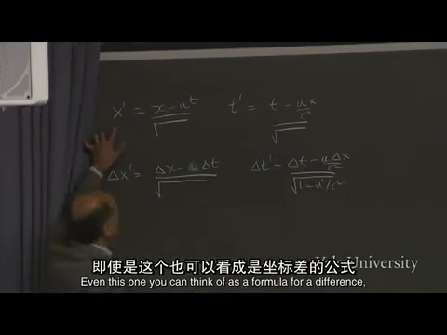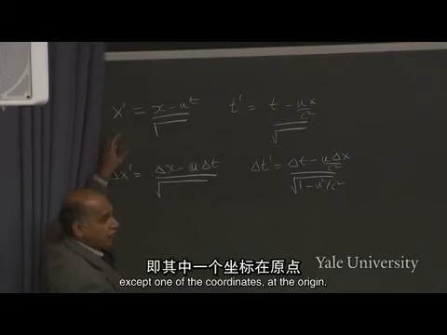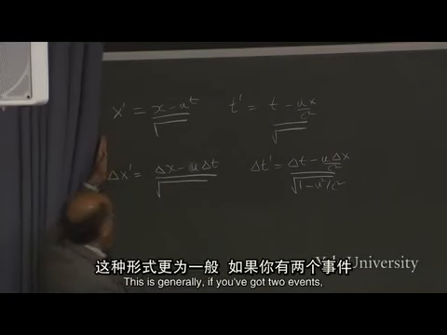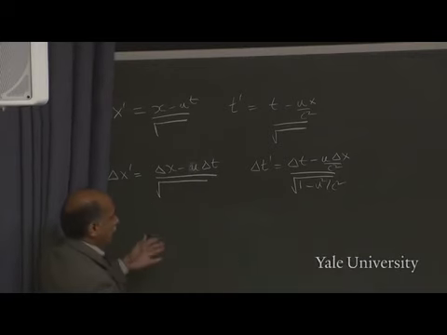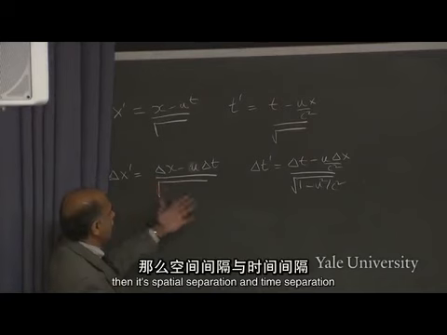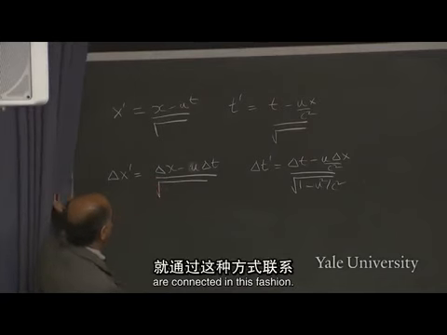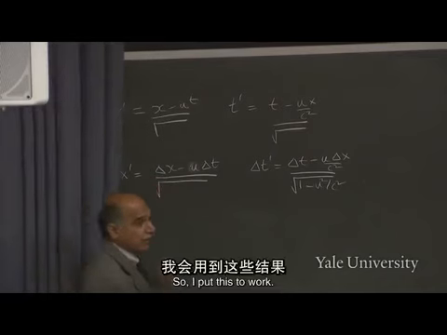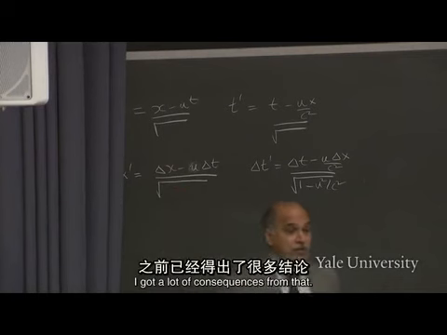Even this one you can think of as a formula for a difference, except one of the coordinates is the origin. This is in general, if you got two events, not necessarily at the origin, then the spatial separation and time separation are connected in this fashion. So I put this to work. I got a lot of consequences from that.